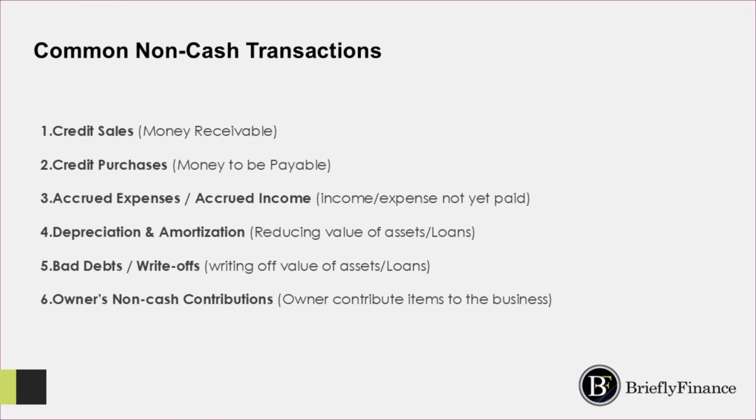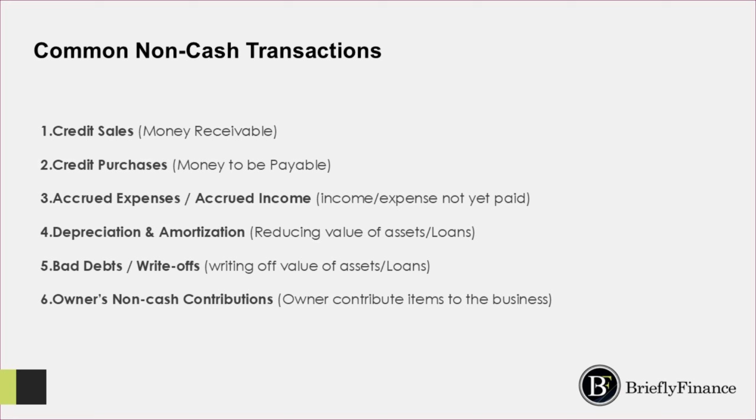Here is some theory of the common non-cash transactions. So we have credit sales and credit purchases. We discussed this earlier. Anything on credit, which is either you haven't paid for yet or the customer didn't pay for yet, is a non-cash transaction. There are accrued expenses and accrued income. Basically, it is an expense that you haven't paid yet or income that you haven't received yet.